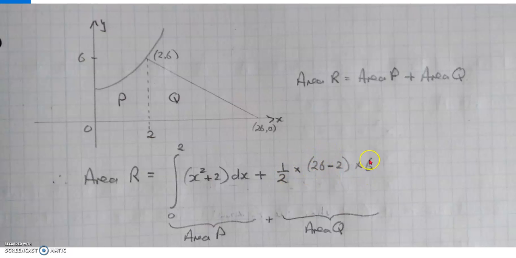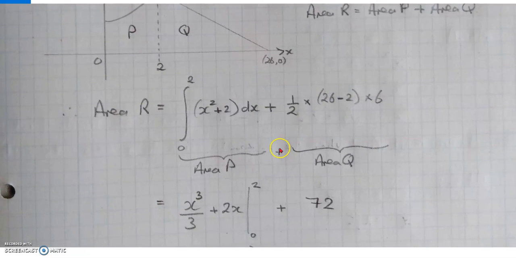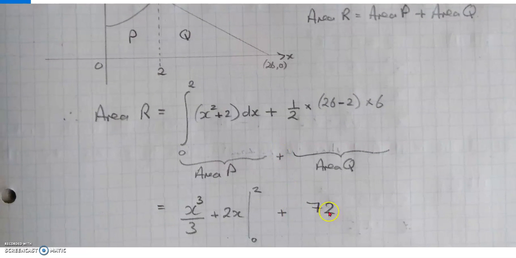So this half divides into the 6, 3 times. This is 24. 3 times 24 is 72. And there we have it. Okay, we've got this plus 72. When we integrate this, we get x cubed over 3 plus 2x. We now put in the limits and work this out.